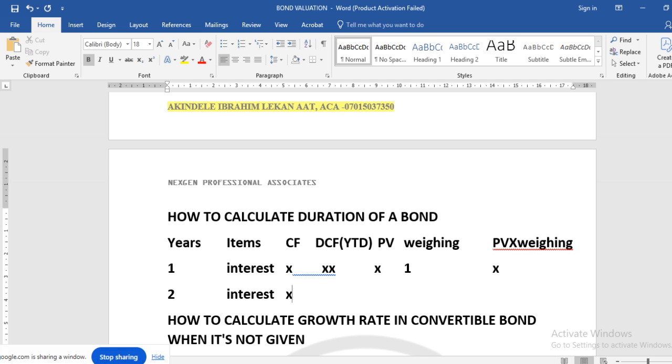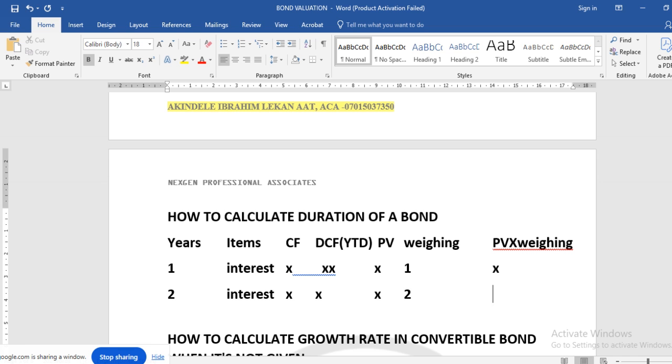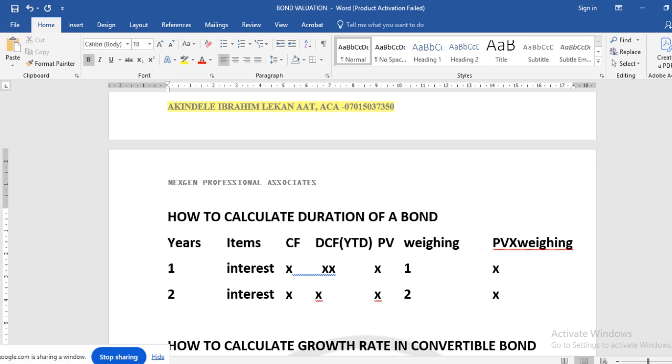Now, the DCF is the cash flow, right? So the DCF for year 2, when you multiply, you have your PV. Your weighing will be year 2. It's based on the number of years. When you multiply your PV times your weighting, you have this, right? Next, I will assume it is for 4 years. In the 3rd year, you pay interest of this. The cash flow, maybe 15 naira.